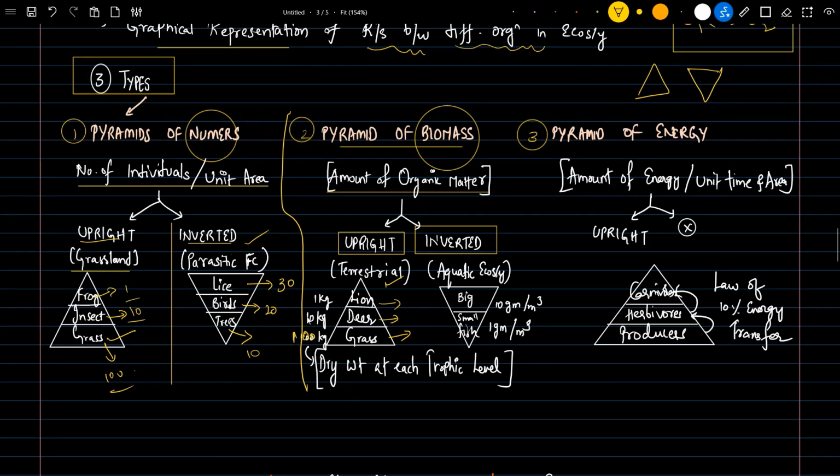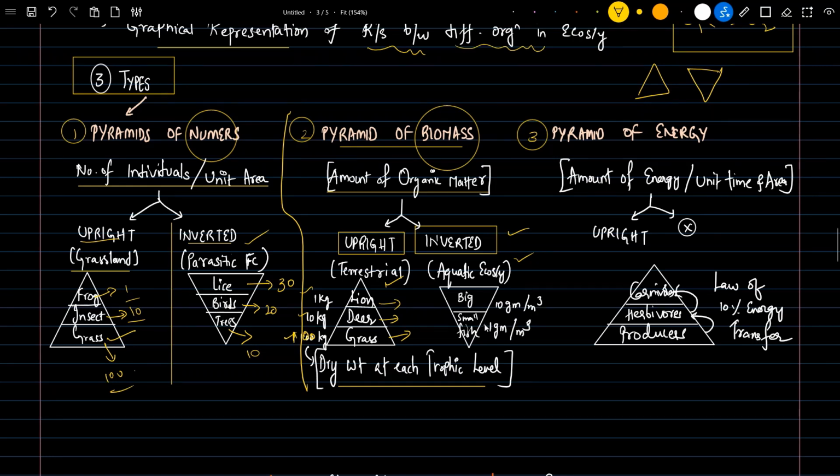These numbers basically indicate the total dry weight at each trophic level. Grass is 100 kgs, deer biomass dry weight will be 10 kgs, and the tiger which feeds on this may weigh around 1 kg. So this is upright. Next, coming to inverted, let's take the example of an aquatic ecosystem.